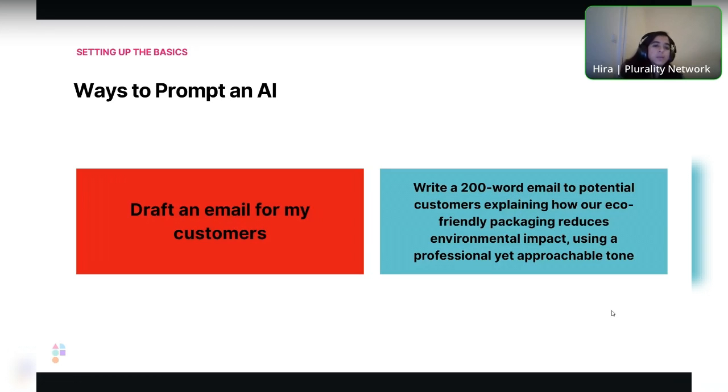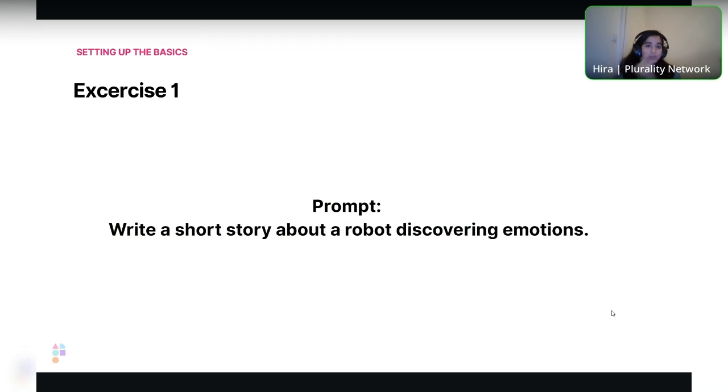So here I'm showing you two examples, left and right. The left one is an example of a prompt, how most of us are talking to AI. So we are saying, draft an email for my customers, or please help me find this. But that is not the right way to do prompting. On the right side is a slightly better example, which says, write a 200-word email to potential customers explaining how our eco-friendly packaging reduces environmental impact using a professional yet approachable tone. The left side is a bad example. The right side, the green one, is a good example. So now let's go into the details of what is making the left side bad and the right side good.